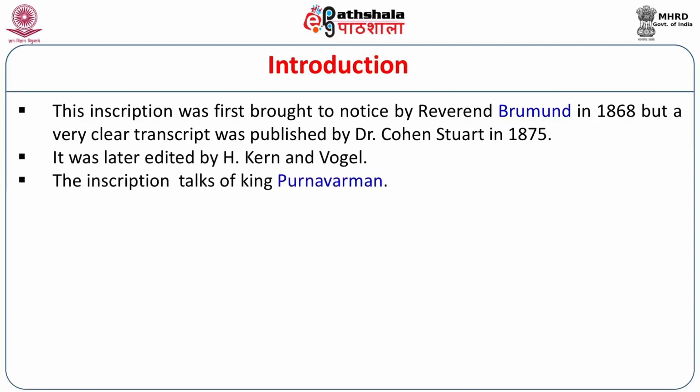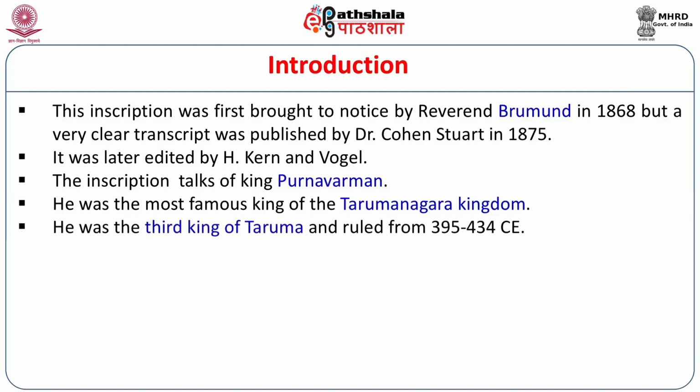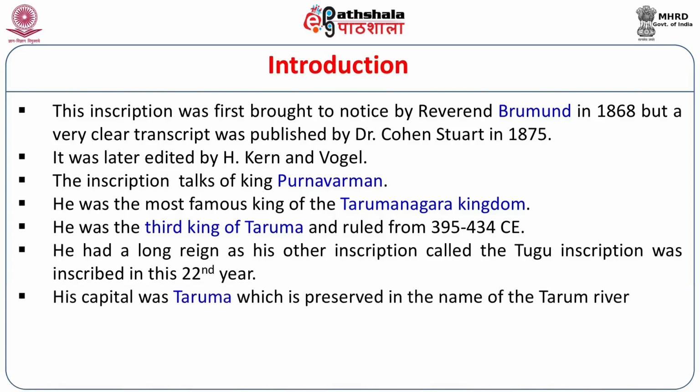The inscription talks of King Purnavarman. He was the most famous king of the Tarumanagara kingdom. This kingdom named Tarumanagara is found in the inscription itself. It is said that he was the third king of Taruma and ruled from 395 to 434 CE, that is in the middle of the 5th century. He had a long reign, as his other inscription called the Tugu inscription was inscribed in his 22nd year. His capital was called Taruma, which was also known by the name of the Tarum river.